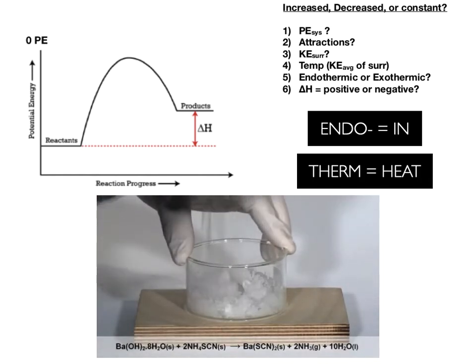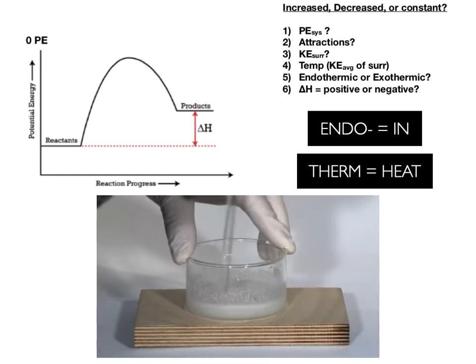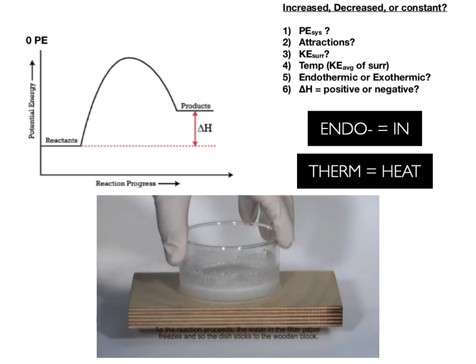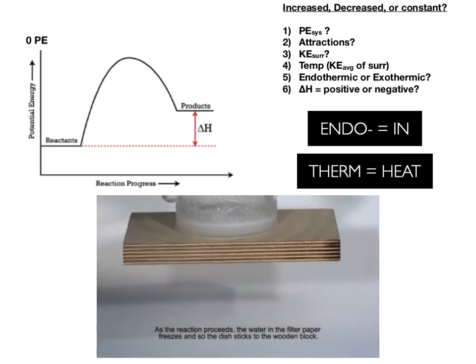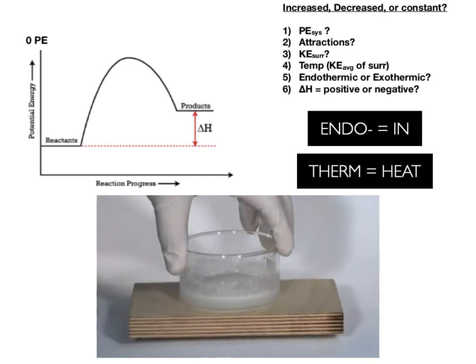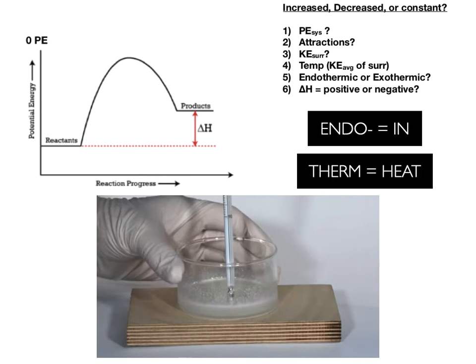This first graph goes from less to more potential energy. As such, potential energy has increased. And because potential energy has increased, attractions must have become weakened. But to do this, the chemical system must have absorbed actual kinetic energy from the surroundings. Therefore, the kinetic energy of the surroundings has decreased.